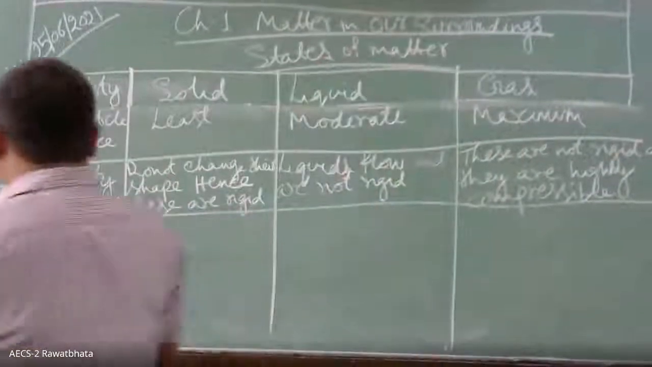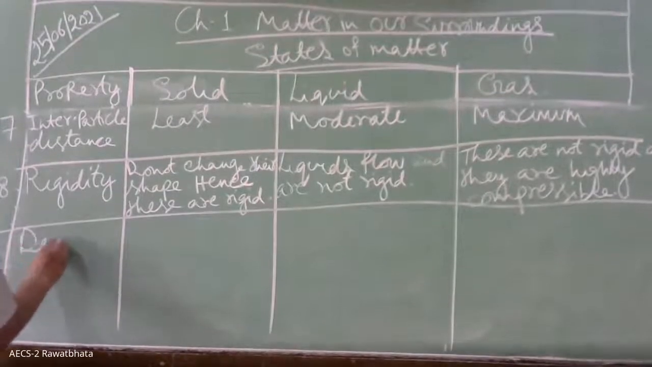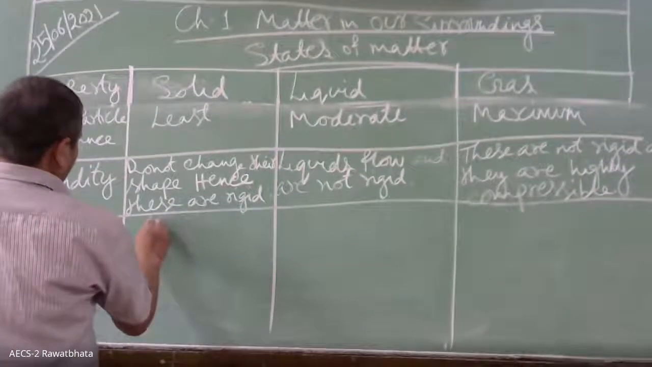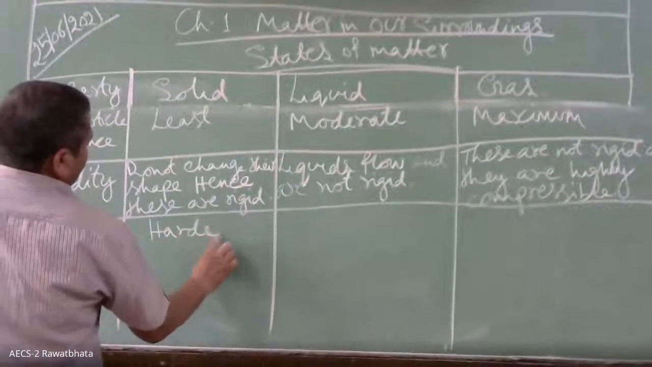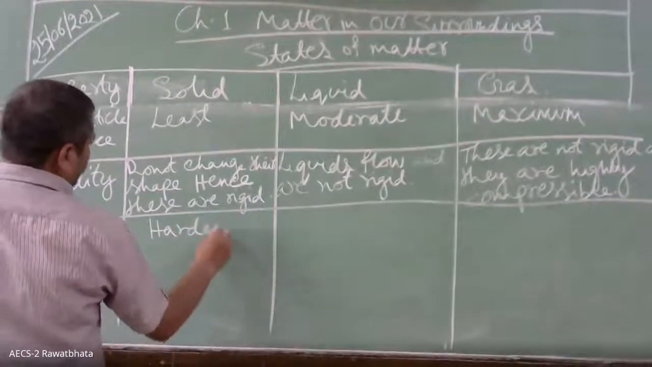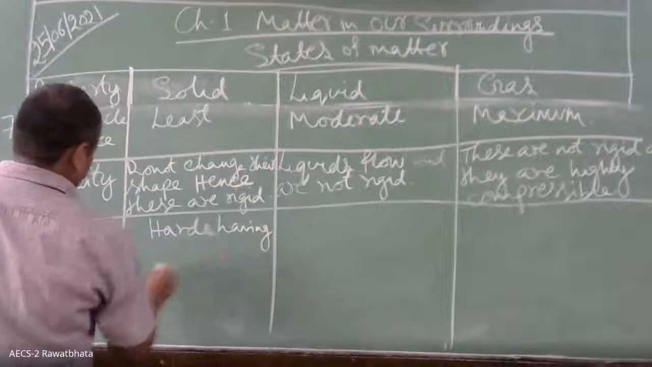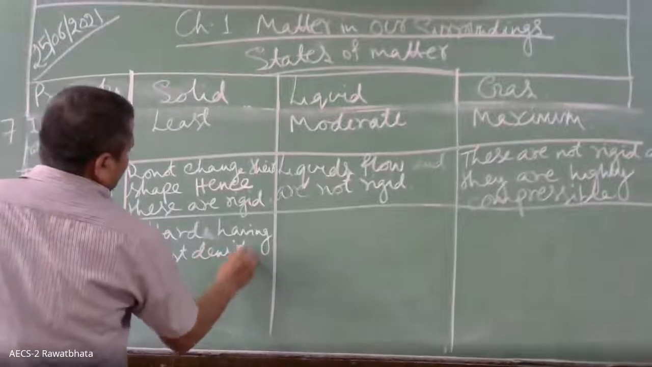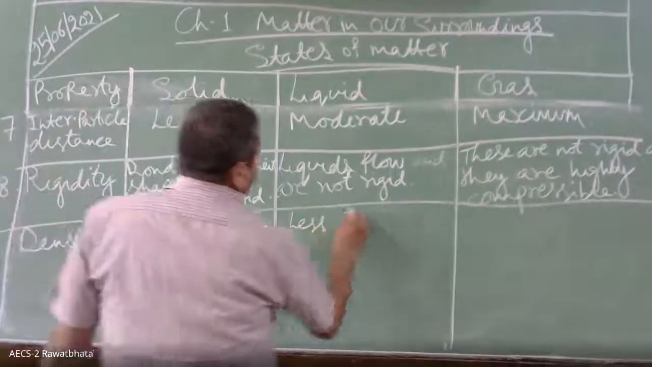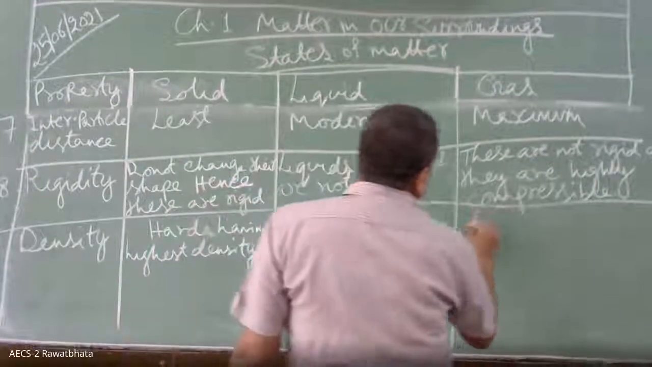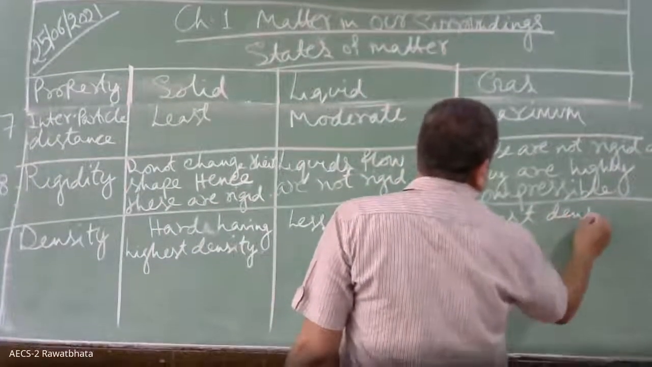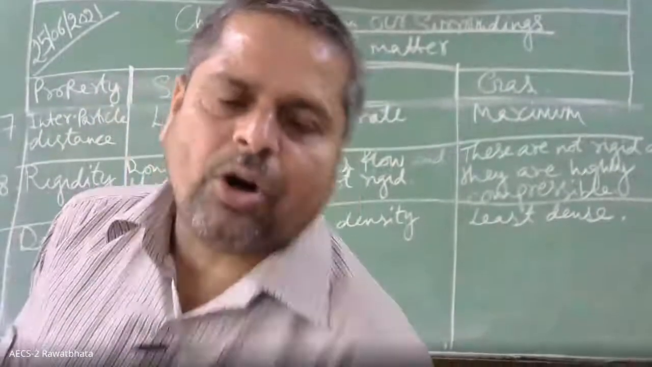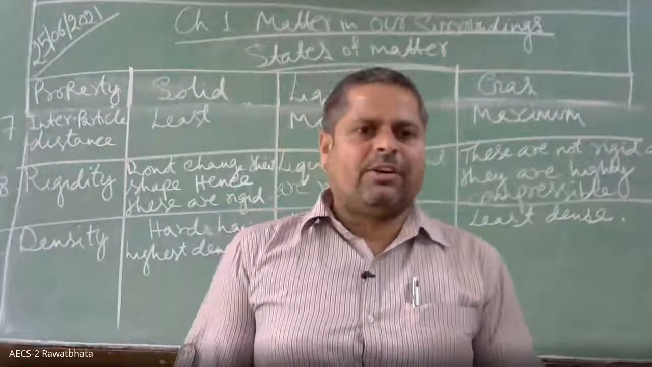Okay. Like this, density. Solids have the highest density, liquids have less density, and gases have the least density. Okay. So with this we have completed all the properties of solids, liquids and gases.